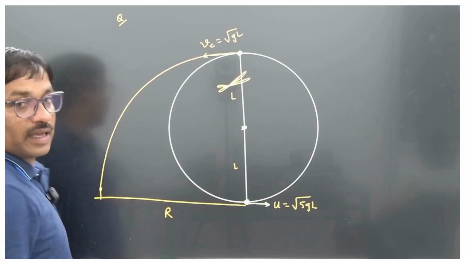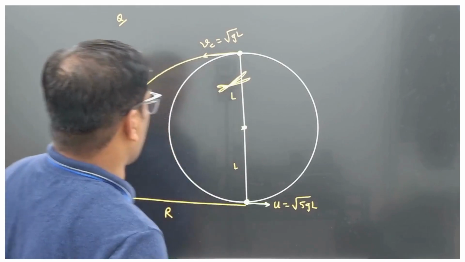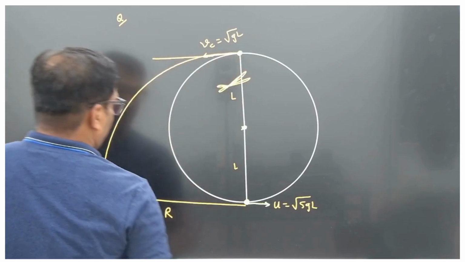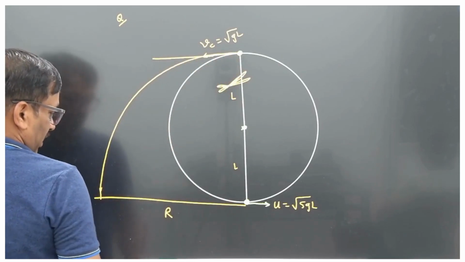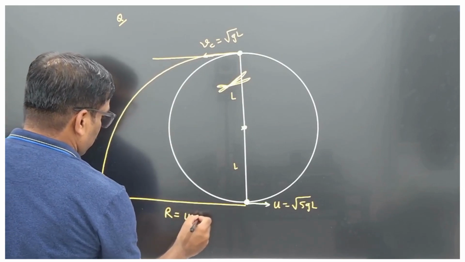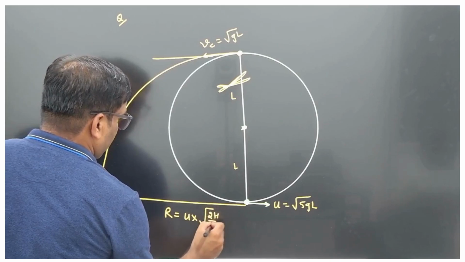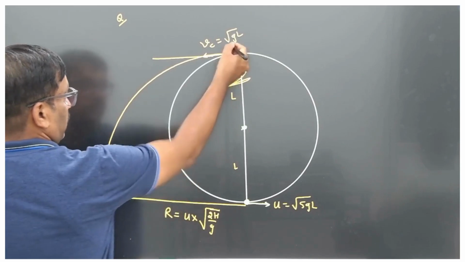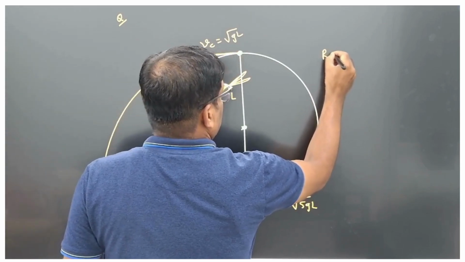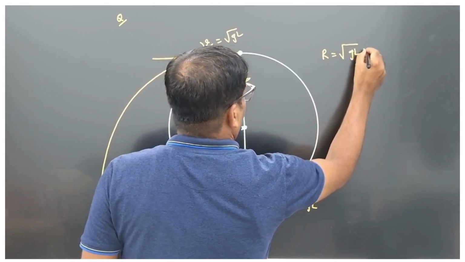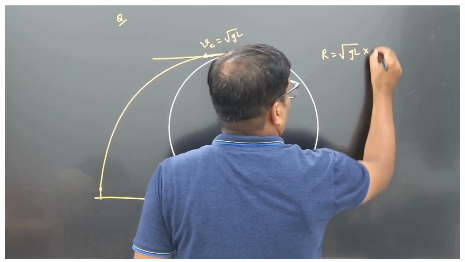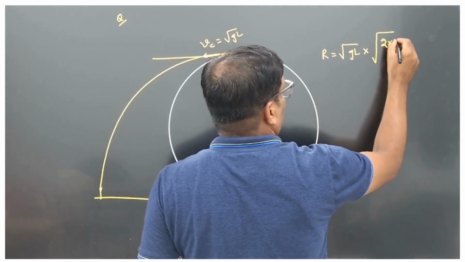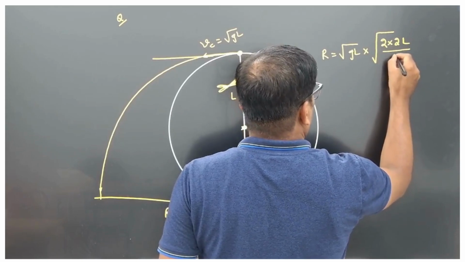So this is exactly like a horizontal projectile motion. We are throwing like this, so it will come and fall. What will be the distance? Range formula: U into square root of 2h by g. This is the horizontal projectile motion. You can substitute it now. The speed is root GL into square root of 2h. What is the height here? L plus L, so it is 2L by g.